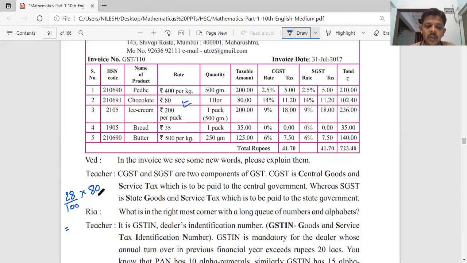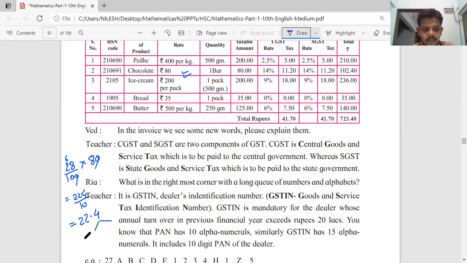So how much is this total? If I multiply, this 0 and 0 get cancelled. 8 eights are 64, 8 twos are 16 and 6, 22, 224 upon 10. That gives me 22.4. Again, dividing into two equal parts, 11.2 and 11.2. Correct. So now let us just complete it in our textbook, what they are trying to say.